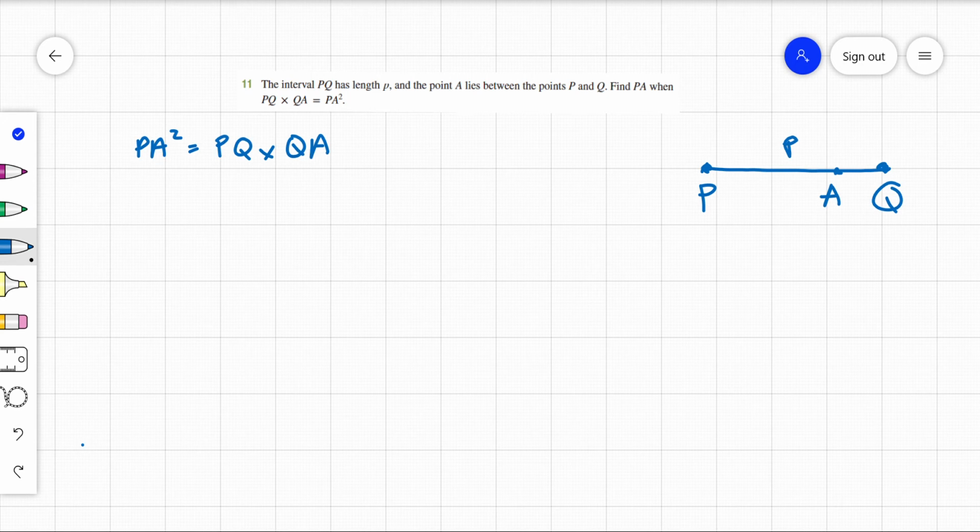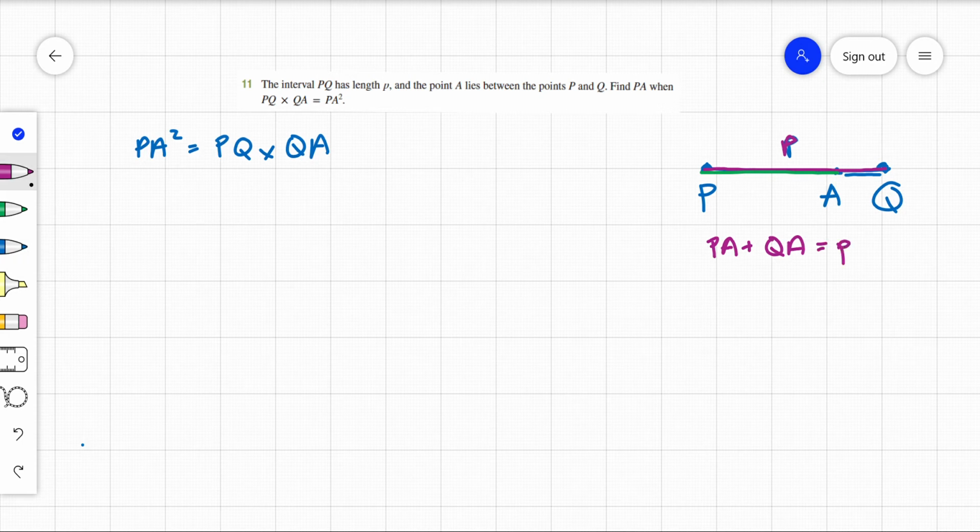Alright, so here's question 11, and it talks about an interval PQ. I've drawn an interval PQ over on the side here, and it tells me that the distance from P all the way to Q is length p, little p here. I also know that A lies somewhere on that interval. So that means PA plus AQ, which is the same as QA, should equal p. So the total length of that is p.